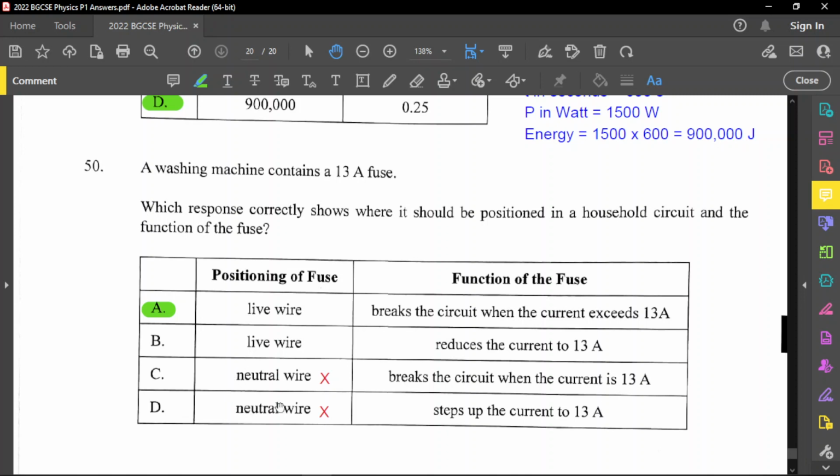So we know that C and D will be out of the picture already. The purpose of the fuse is to break the circuit when the current exceeds 13 amperes. Anything above that fuse rating will cause the fuse to break and current will stop flowing. In fact, the purpose is protective: to protect the devices, to prevent electrical shocks, to prevent fire and all those types of things.